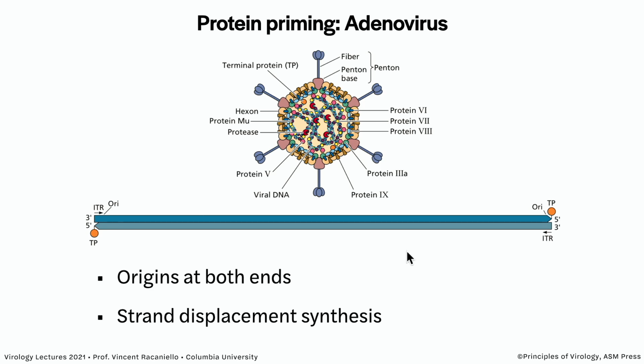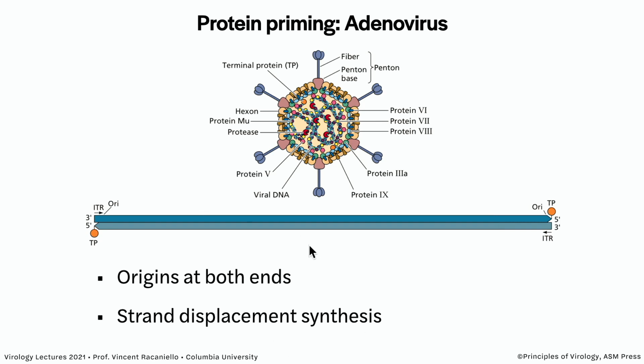So let's get a little more complicated. Let's try adenovirus now. So we're going from 4,000 base pairs to 35,000. So remember, these are icosahedral particles with a linear double-stranded DNA genome inside of them. And there's an origin of replication at both ends. There's an inverted terminal repeat, very much like the parvoviruses, at both ends. And there's also a small protein linked to the 5' end of each DNA strand called TP, or terminal protein.